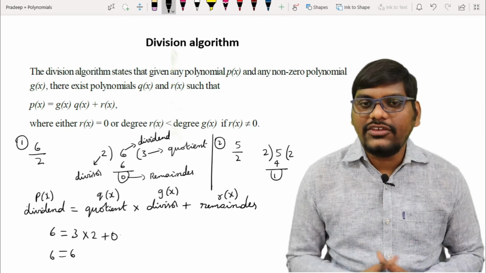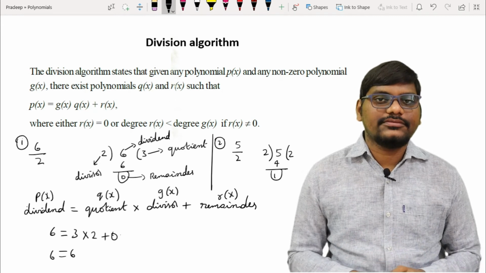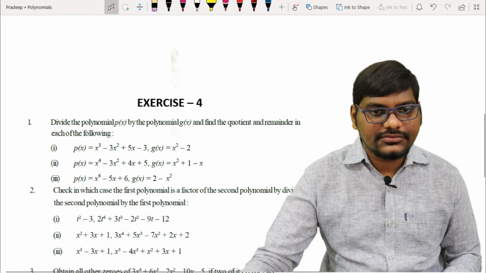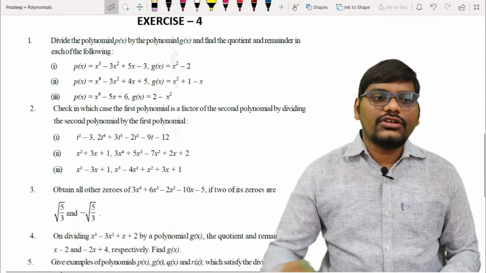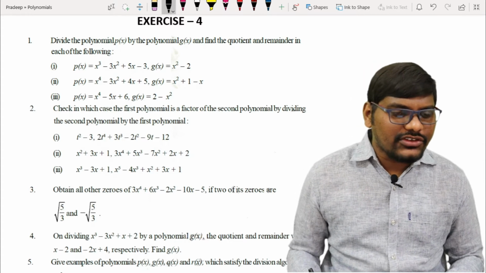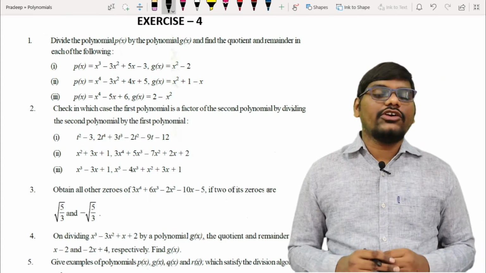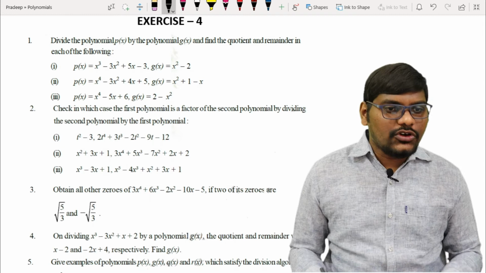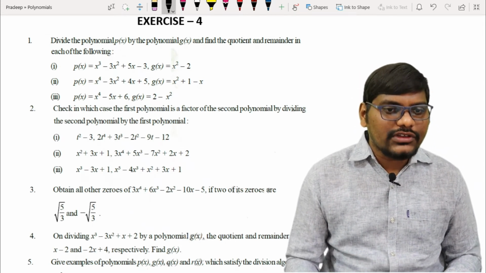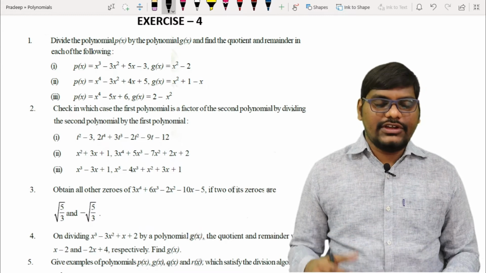Let's go for the exercise and we'll do the problems. You can see the exercise problems here. In this exercise there are about 5 questions, and we are going to solve all 5 very clearly. Let's go forward. We'll go for the very first question and solve it.